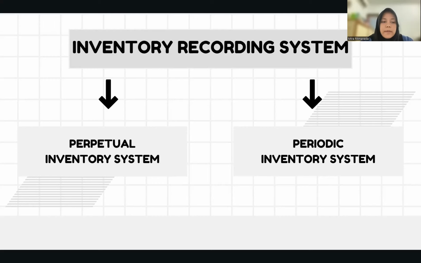Number two, periodic inventory system. The company doesn't keep detailed records of remaining inventory in each period. The company records cost of goods sold only at the end of the accounting period.